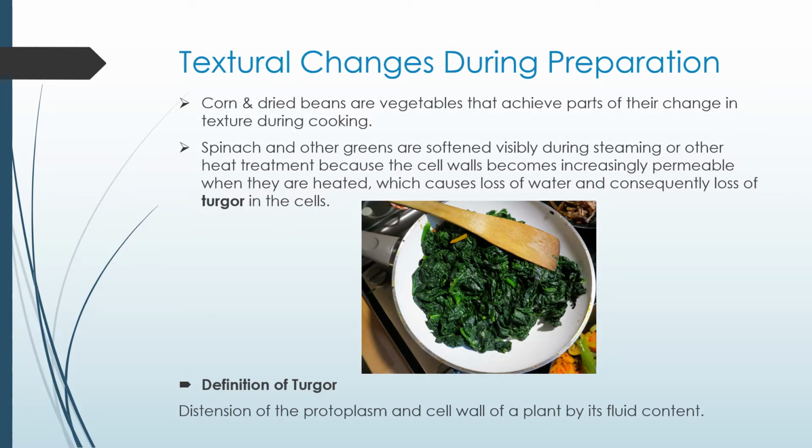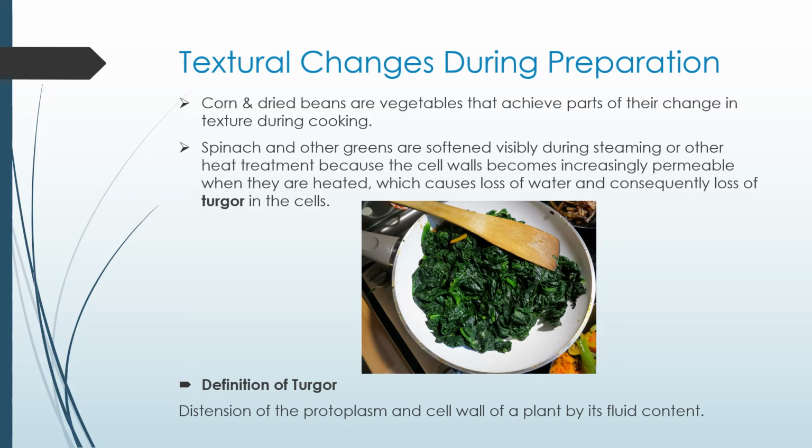What can be the textural changes during preparation? Corn and dried beans are vegetables that achieve parts of their change in texture during cooking. Spinach and other greens are softened visibly during steaming or other heat treatments because the cell wall becomes increasingly permeable when they are heated, which causes loss of water and consequently loss of turgor in the cells.